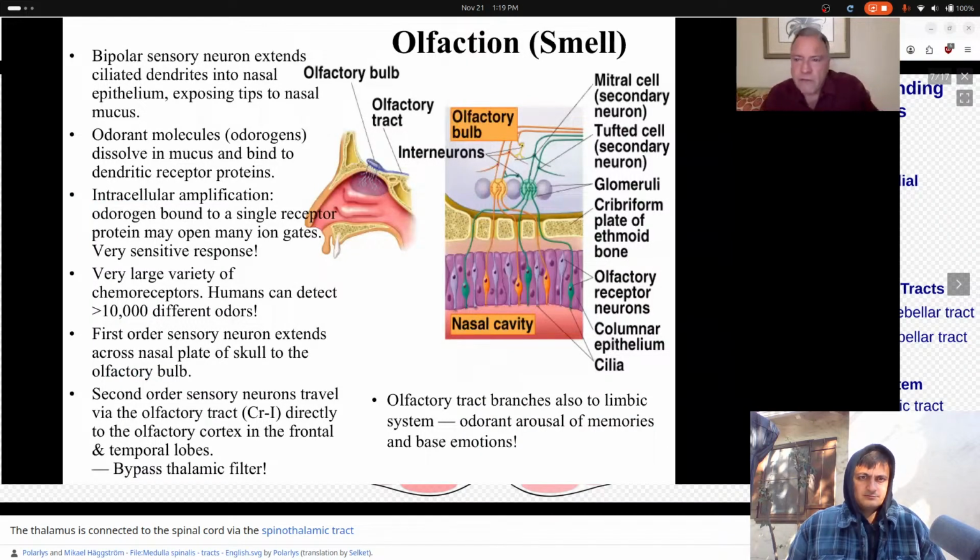Now, whereas we only have 5 different types of taste receptors, maybe 6, in our tongue, our nose, on the other hand, has thousands of different types of chemoreceptors. So they can respond to over 10,000 different odors by combinations of these different chemoreceptors.